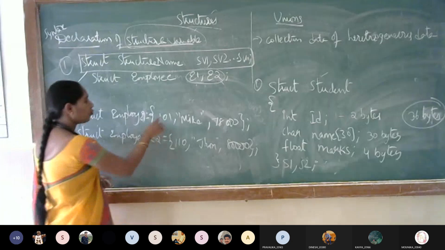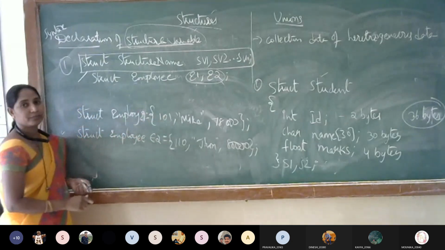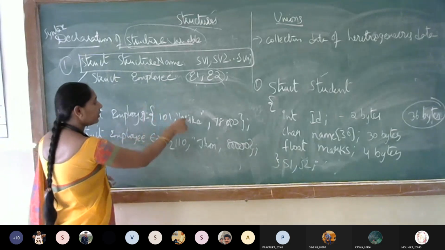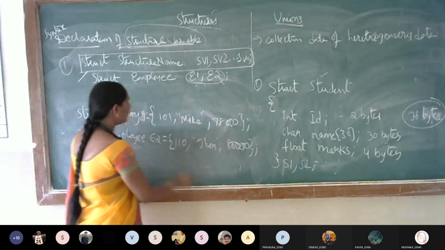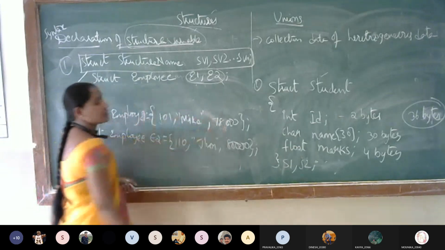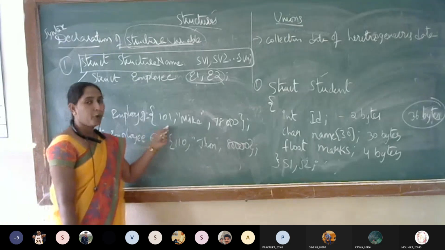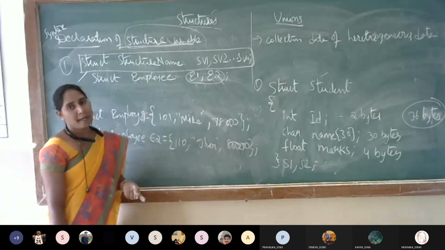So this 101 indicates E1 dot ID. Then this Mike indicates E1 dot name. This 78,000 indicates E1 dot salary. And the employee 1 dot salary is 80,000. Employee ID is 101. E1 dot name is equal to Mike.